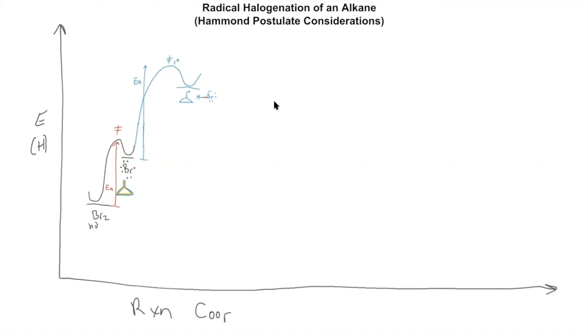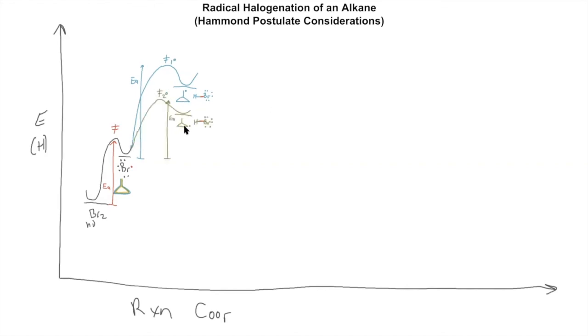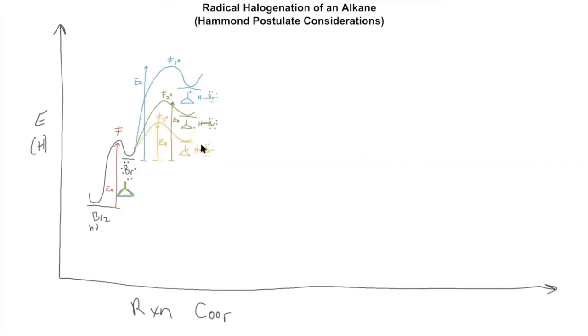Primaries are high in energy. Secondaries are lower in energy because the secondary carbon radical has 2 sp3 carbons attached that can donate electron density to help stabilize it. And the tertiary will be lowest in energy because it's got 1, 2, 3 sp3 carbons donating electron density to help out. So we've got our 3 carbon radicals.